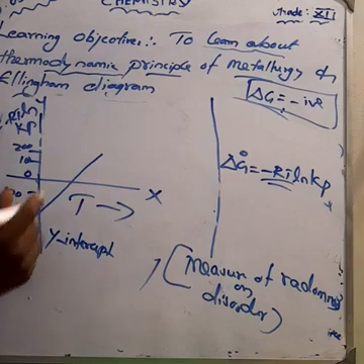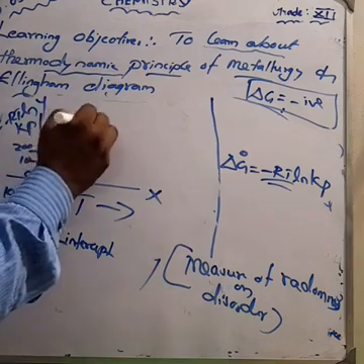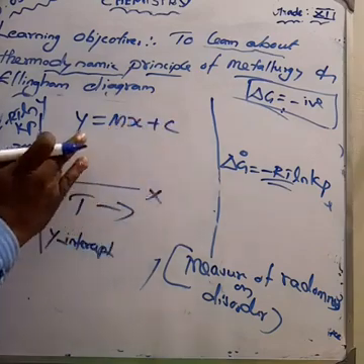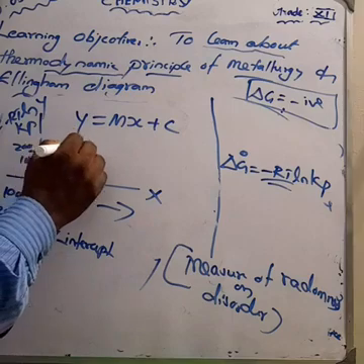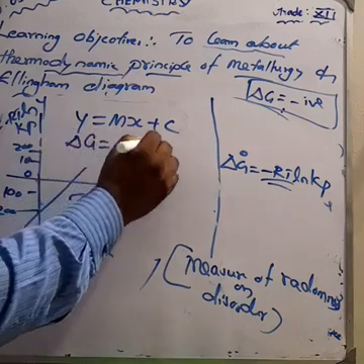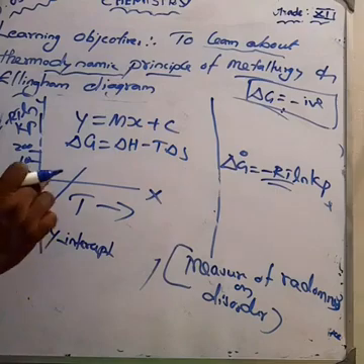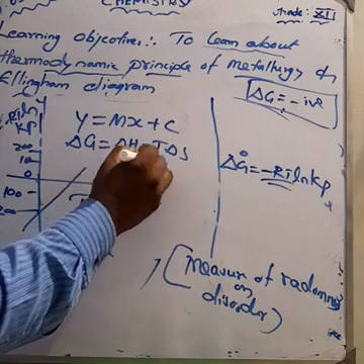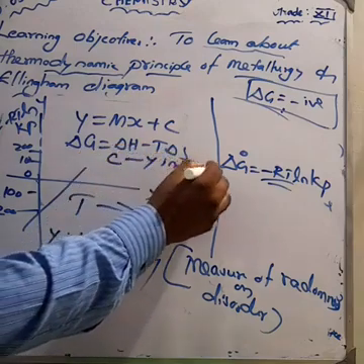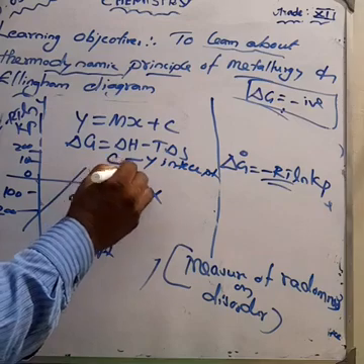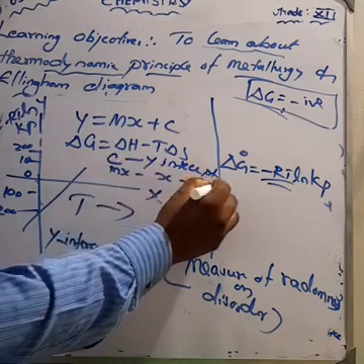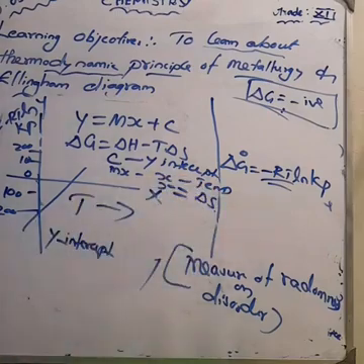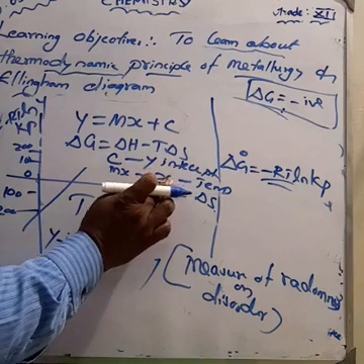We know the straight line equation is y equals mx plus c. The change in Gibbs free energy can be written as delta G is equal to delta H minus T delta S. But what about the straight line equation? Y is equal to mx plus c. Here c is the y-intercept, x means temperature, and m means delta S. Here, the resultant plot is a straight line with delta S as slope and delta H as y-intercept.